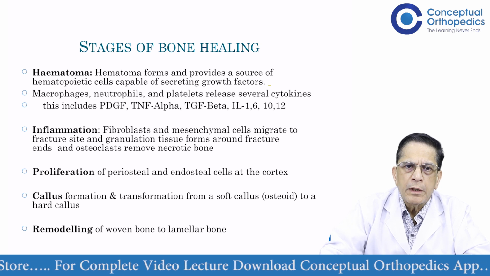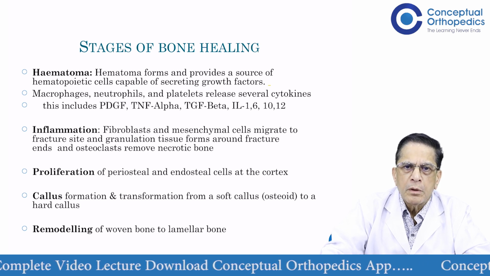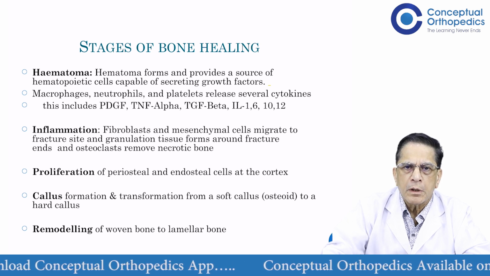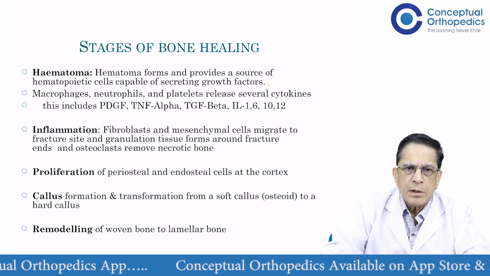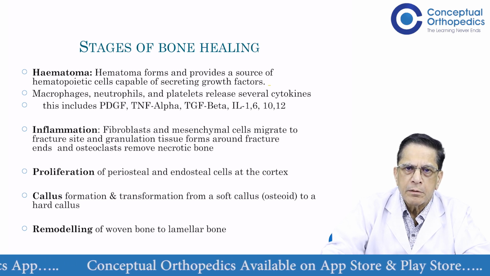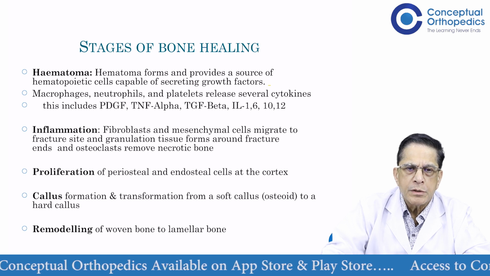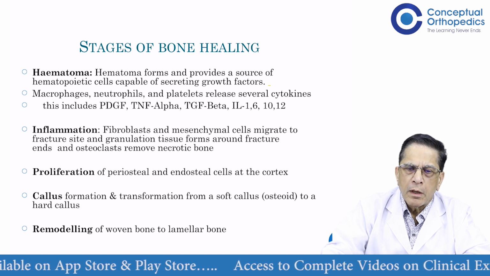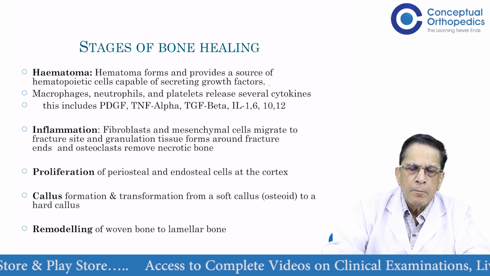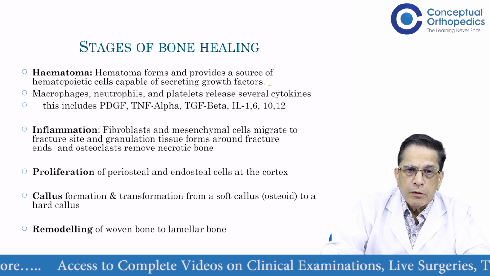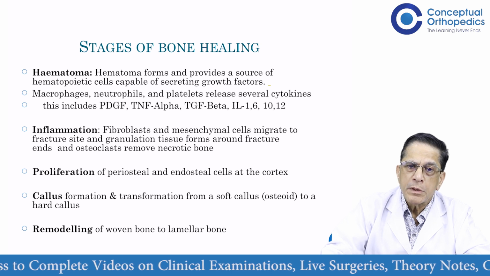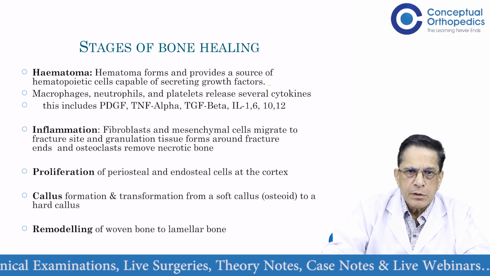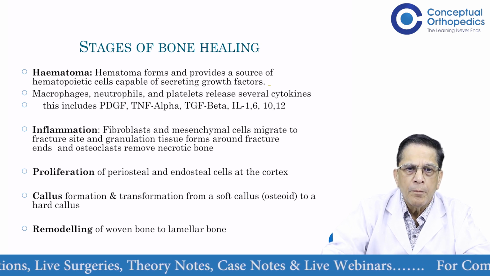The stages of bone healing are, first, hematoma formation. This hematoma forms and provides a source of hemopoietic cells capable of secreting growth factors. These cells are macrophages, neutrophils, and platelets, which release several cytokines, including PDGF, TNF alpha, TGF beta, and interleukins 1, 6, 10, and 12. Then there is a process of inflammation wherein the fibroblast and mesenchymal cells migrate to the fracture site and granulation tissue forms around the fracture ends and osteoclasts remove the necrotic bone.